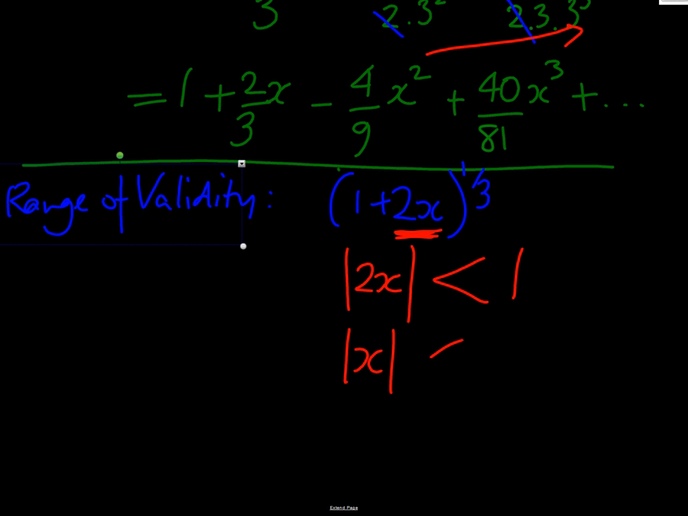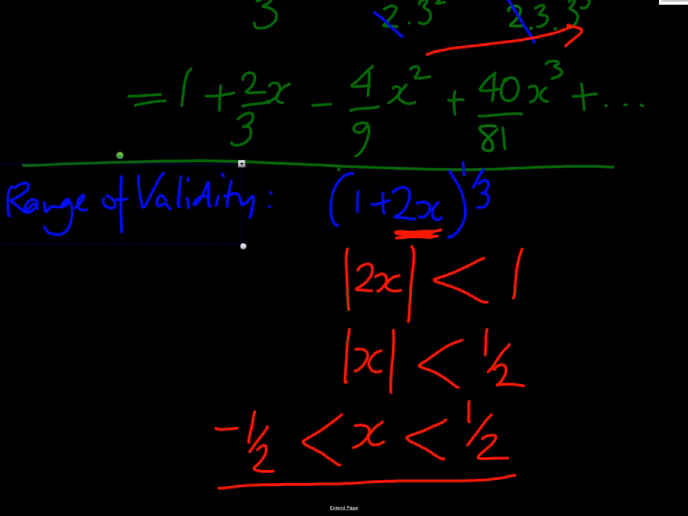Therefore x, if we divide this equation by 2, gives us the modulus of x must be less than 1/2. And then if we want to write it out without the modulus sign, which is what they're expecting us to do, x must be greater than minus 1/2 and less than 1/2. So there we are. That's what we'd be expected to do in all the questions.